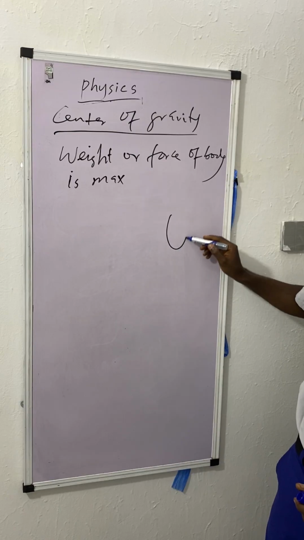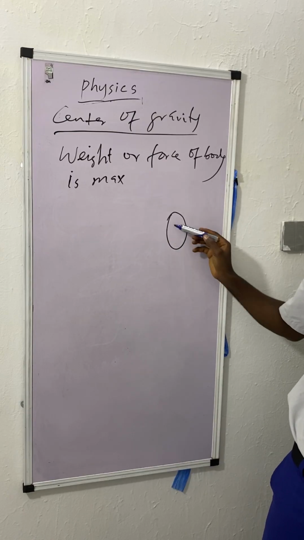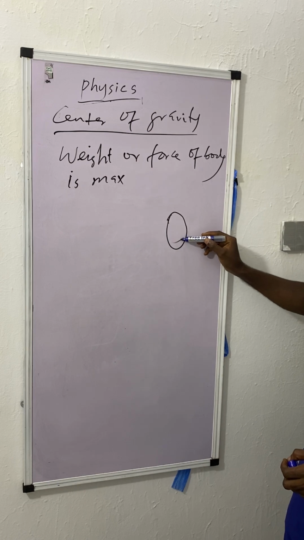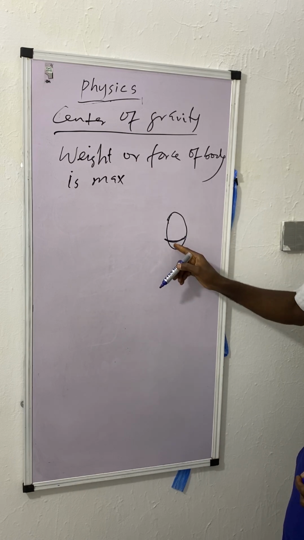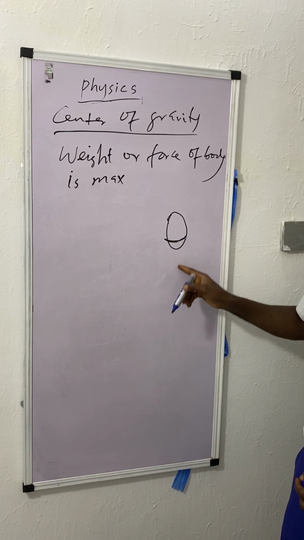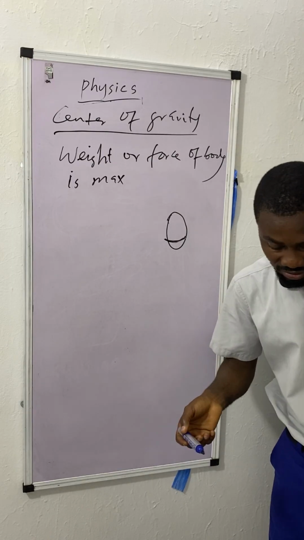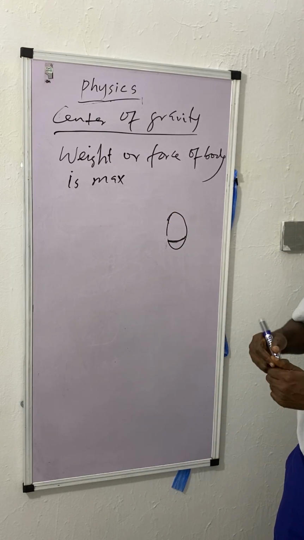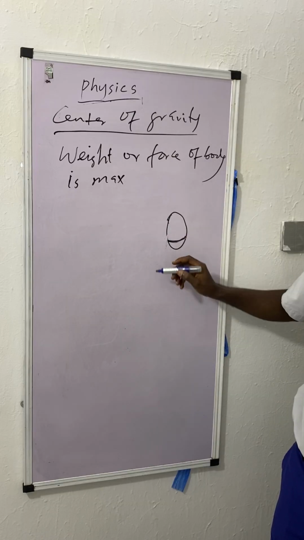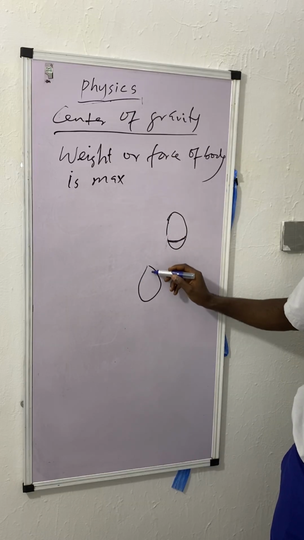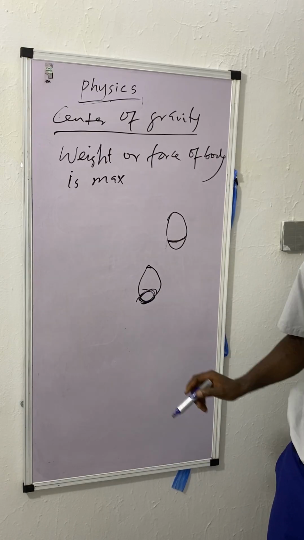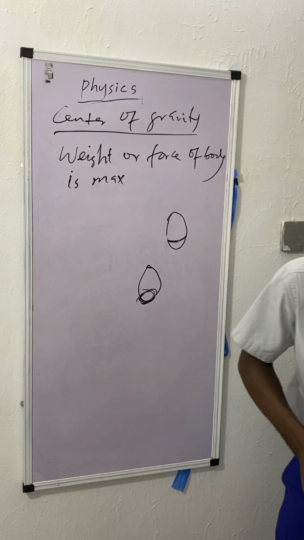For example, if we have a pendulum like this, this is a pendulum bulb. Where is the center of gravity of this pendulum bulb? This is the center of gravity, close to the what? Close to below the pendulum bulb. That's where you are going to have the center of gravity, where the weight of the body acts. If I drop this pendulum bulb now, where does the weight act? It's here. So this is the center of gravity of the pendulum bulb, for example.